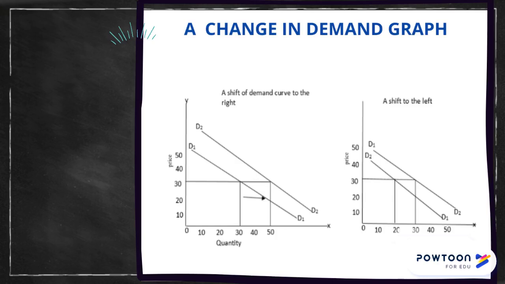The next graph is the shift of the demand curve to the left. If you look at the curve, it shifts to the left of the original curve. This shows that a smaller number will now be bought than before the change in demand. At 30 kobo per unit, 30 units were bought originally. After the change in demand, the shift of the demand curve to the left, only 20 units are now bought.